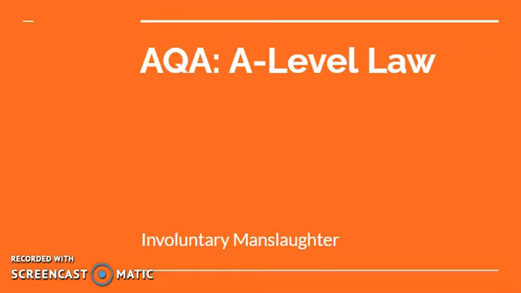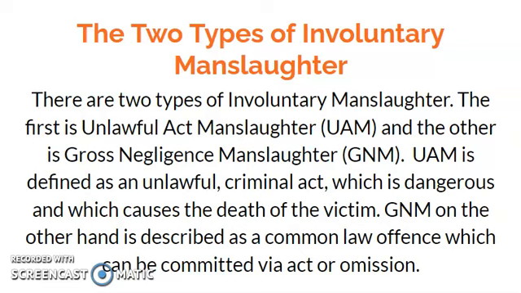A-level law, involuntary manslaughter. Now, there are two types of involuntary manslaughter. The first is unlawful act manslaughter, and the other is gross negligence manslaughter. UAM is defined as an unlawful criminal act which is dangerous and which causes the death of the victim. GNM, on the other hand, is described as a common law offence which can be committed via act or omission.